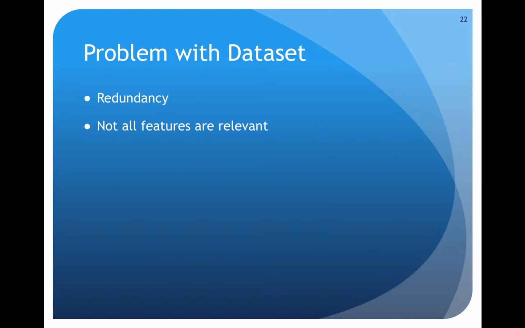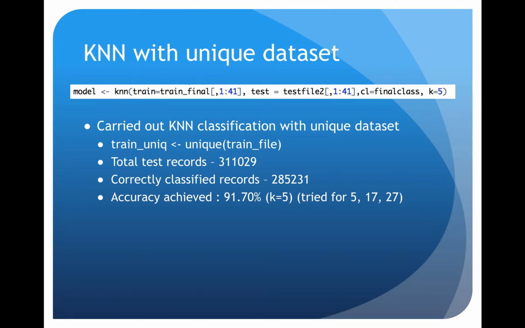So the first is that redundancy. The data set has a lot of duplicate records. And next, not all of the 41 features are relevant. So next, I tried to deal with the redundancy factor. I tried to run the KNN model on the unique data set, unique as in removing all the duplicate records.